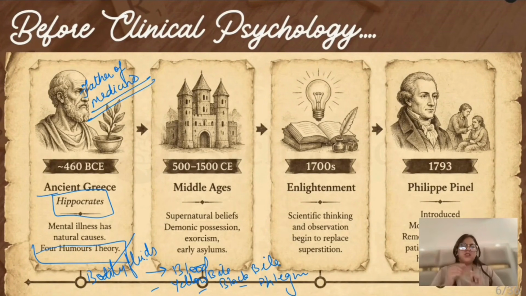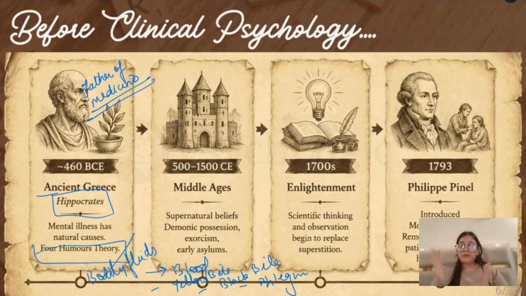But unfortunately, the society moved backwards. After Hippocrates proposed natural causes instead of supernatural causes, unfortunately, during the Middle Ages, we went back to supernatural causes. People again believed that these problems were witchcraft, possessions, magic, punishment by God, and things like that. But fortunately, during the 1700s, we again started to move further.